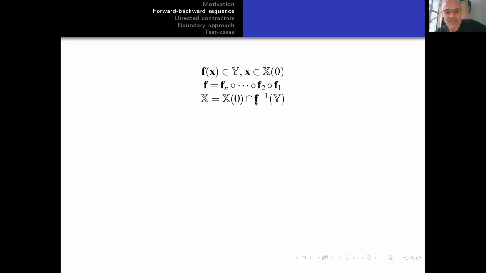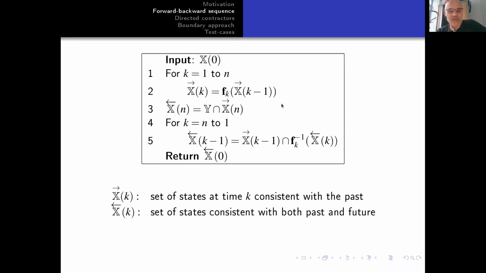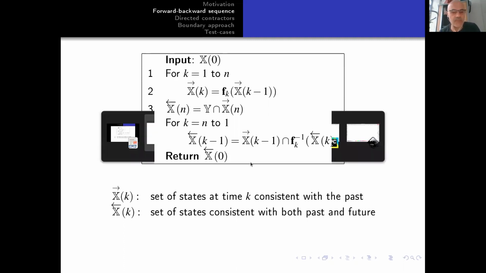So the classical approach, and this one is not new. It's not related to interval analysis or set membership methods. It's exactly the same reasoning as when we use a Kalman smoother, for instance. We can also use it for sets. It's always a forward-backward sequence. So probably I can try to explain here.